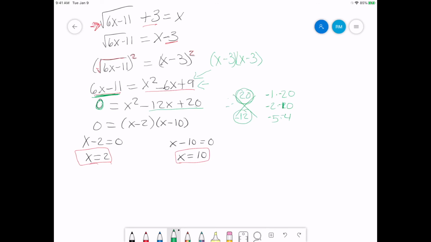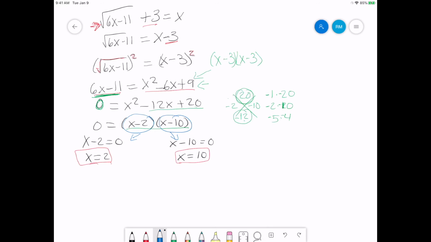So negative 2 minus 10 equals 20 if I multiply, and negative 12 if I subtract. So they have done this correctly. So far everything looks good. Then what they do is they set this equal to 0 and this equal to 0, and they just solve each equation for x, which they did correctly. Okay, so everything looks good.